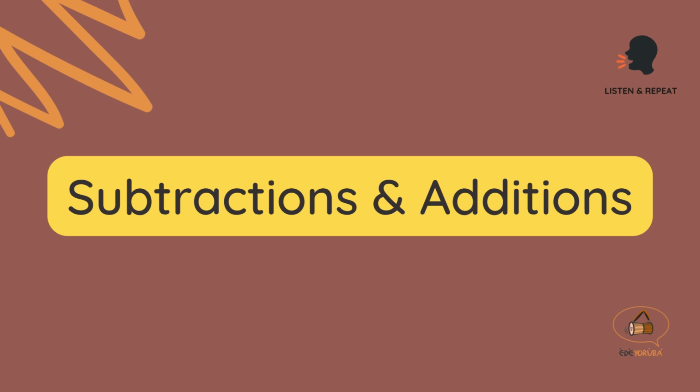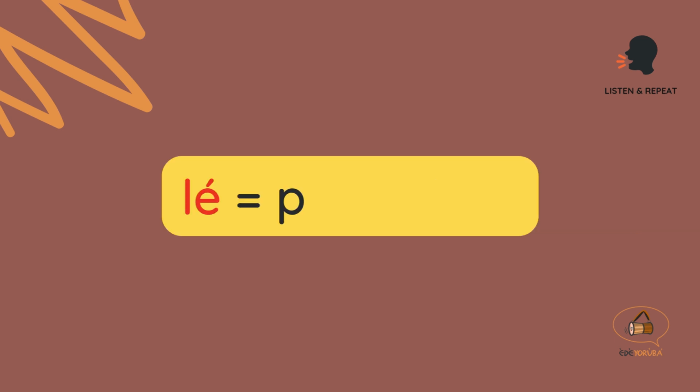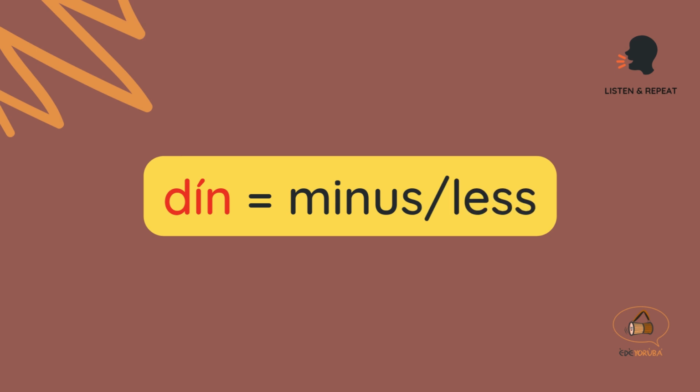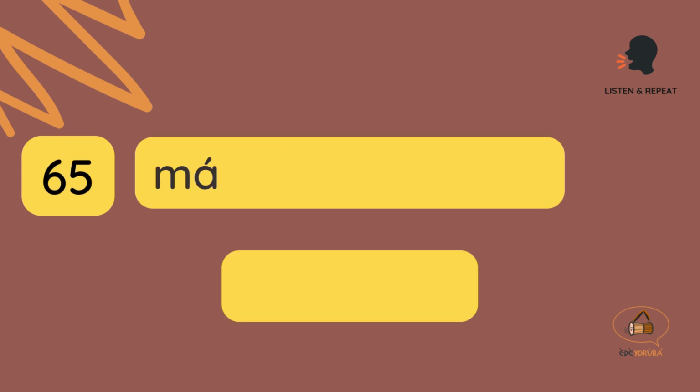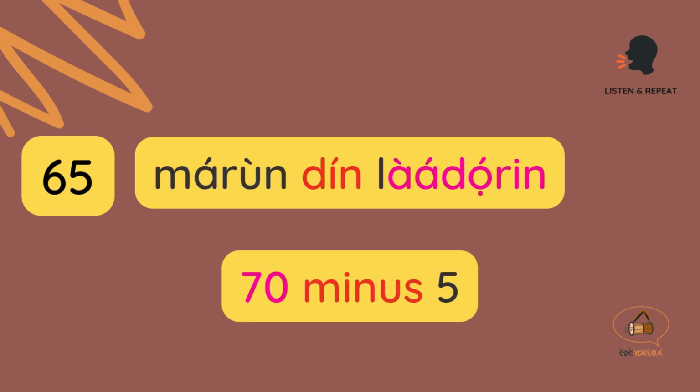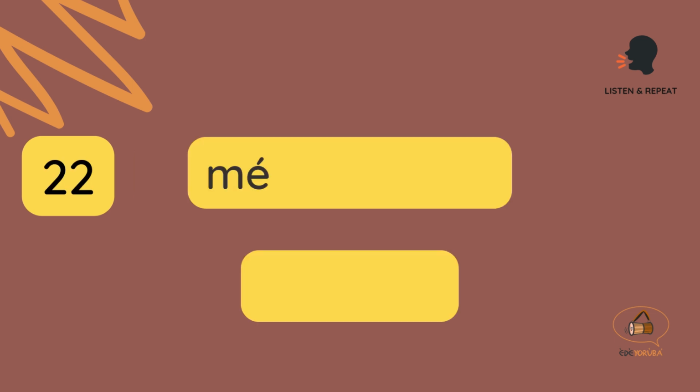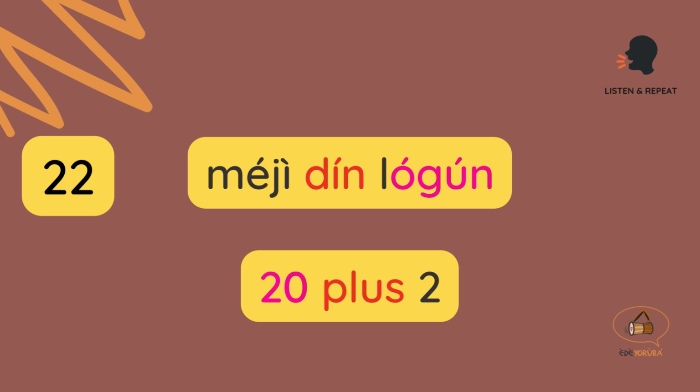Now, in Yoruba, you have to subtract and add the numbers. So, le means plus or more, which means on top of, plus a certain number. And din means minus or less than. So if you're trying to show that this number is less than this particular number. For example, number 18 is actually made up of 20 less 2. So 20 minus 2 is how you would say the number 18. Similarly, number 65 is actually 70 less 5. And then again, number 22 is actually 20 plus 2.